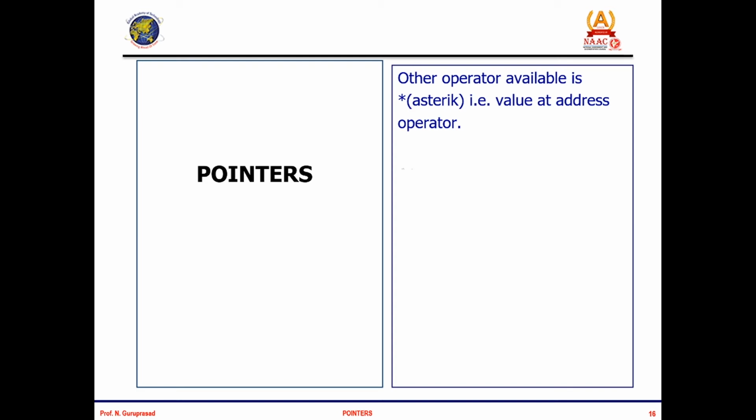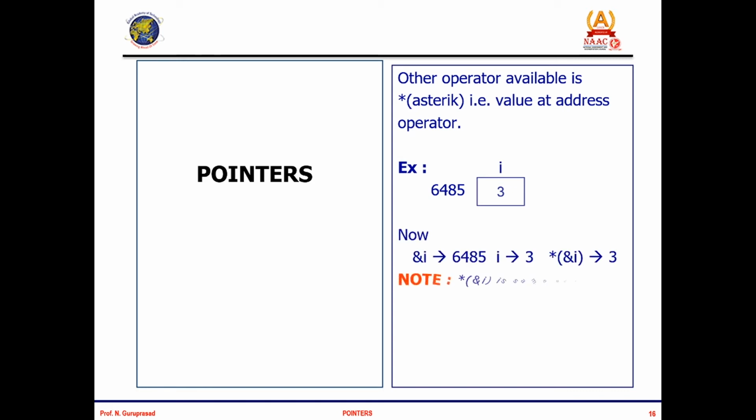Okay, so let us see that slowly. Nothing to worry about it. So have a look at it. I have a variable I whose value is 3 and it is stored at address 6485. Now, this is what I get. Ampersand of I is 6485. You agree? Address of I is nothing but 6485. Value of I is 3.